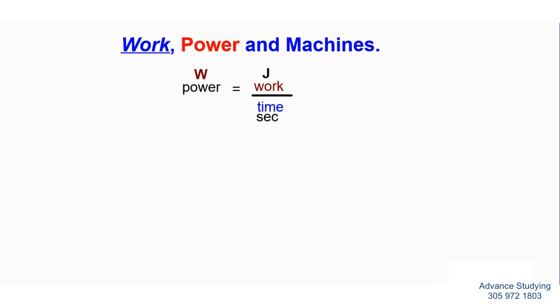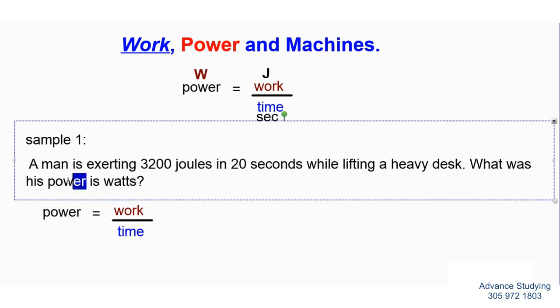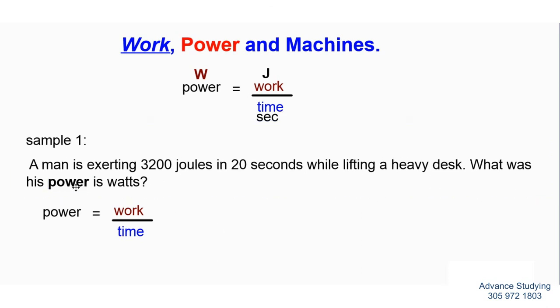Let's do some sample questions. Sample 1 says, a man is exerting 3,200 joules in 20 seconds while lifting a heavy desk. What was his power? Okay, as in other occasions, I like to rewrite the equation itself. So let's do that. Here's the equation. Power equals work over time. If I look carefully, the question is asking me to find power. Power is what I'm searching for. That's my main goal. So as always, I want to make sure that I know what I'm searching for.